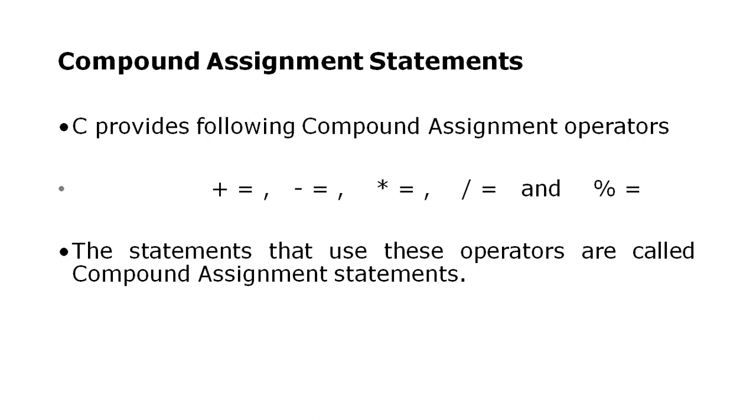C provides the following compound assignment operators: plus equal to, minus equal to, star equal to, slash equal to, and percentage equal to. The statements that use these operators are called compound assignment statements.